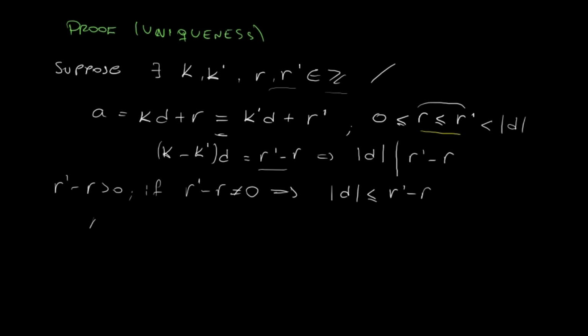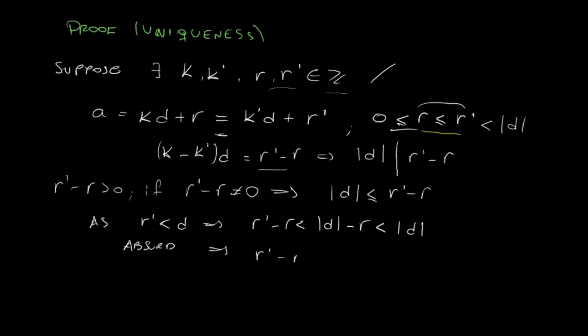And as r prime is smaller than the absolute value of t, then r prime minus r will be smaller than the absolute value of t minus r. And this is smaller than the absolute value of t, because r is a positive number. So this is an absurd. Then r prime minus r has to be 0, and this tells us that r is equal to r prime.